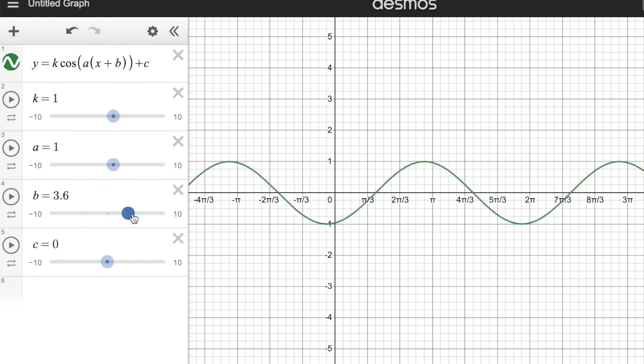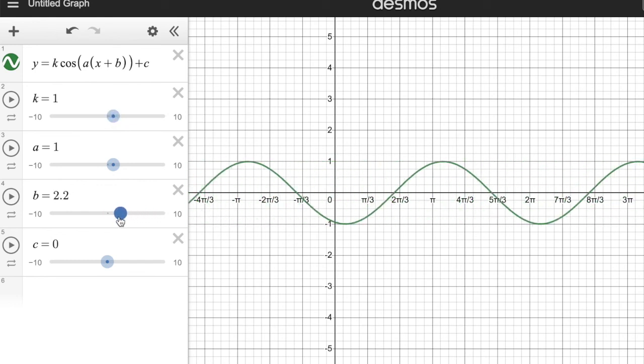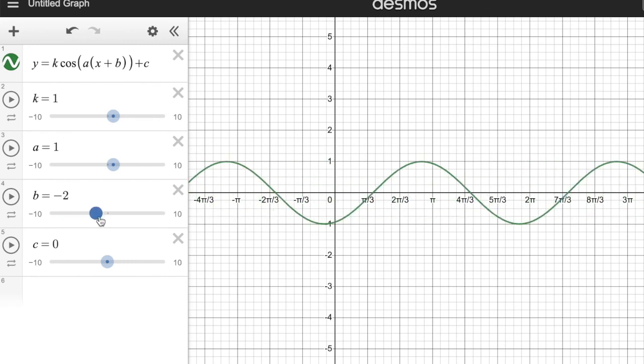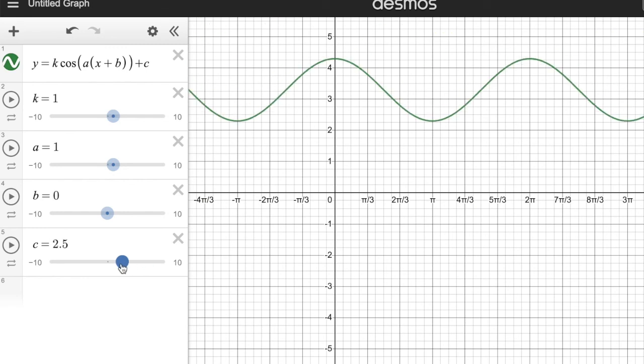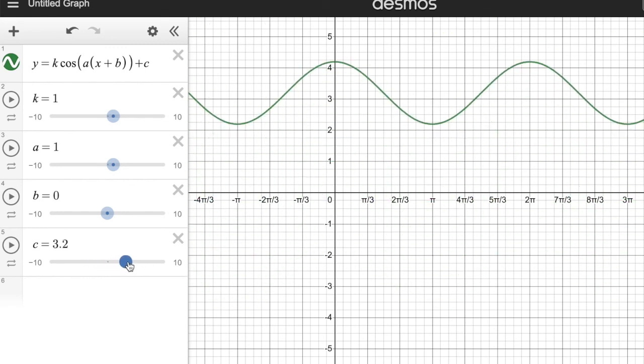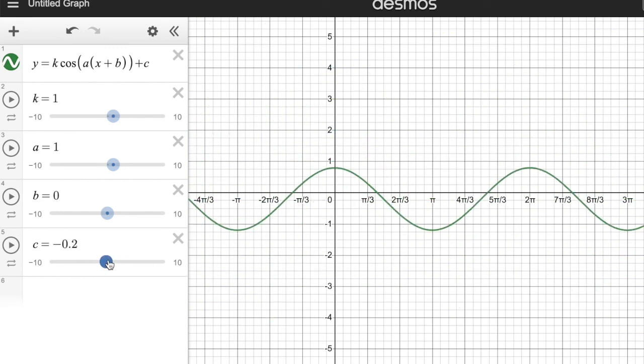My b shifts it right and left. Positive shifts it left. Negative shifts it right. And my c is my center, so that's my up and my down. Whatever that is, that is the center of the curve. It's well worth having to play with these yourself as well.